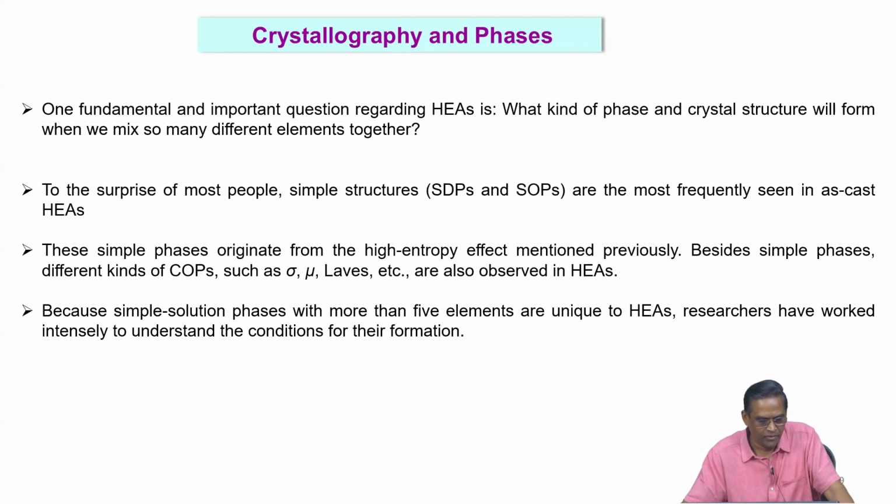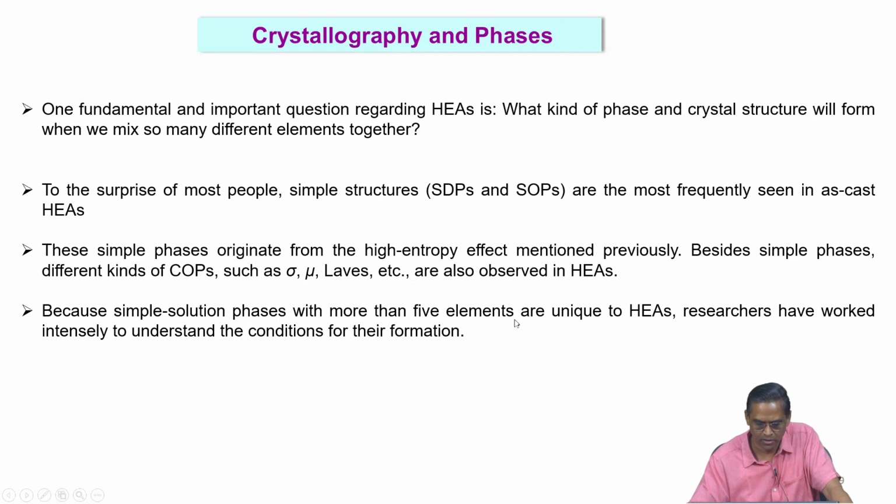So, these simple phases originate from the high entropy effect mentioned previously. Besides simple phases, different kinds of complex ordered phases also form, such as sigma, mu, Laves. They are also observed in high entropy alloys. Because simple solution phases with more than 5 elements are unique to high entropy alloys, researchers have worked intensely to understand the conditions for their formation.